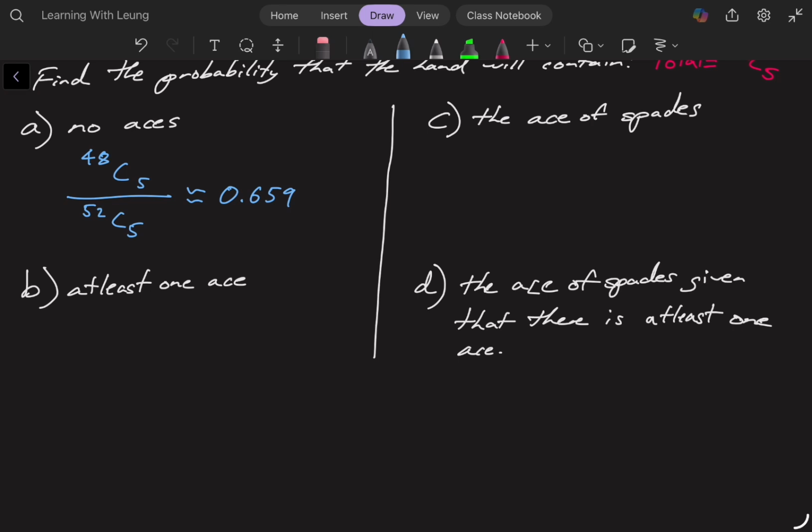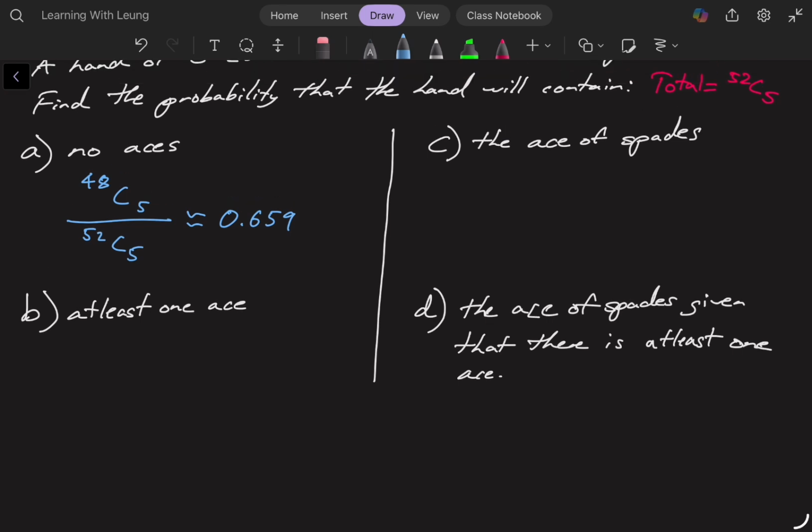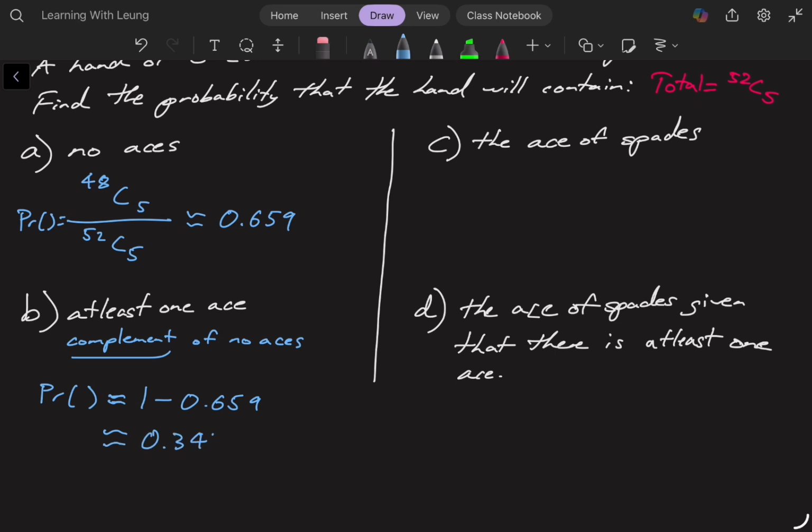All right, B, you could try to do case by case, but I wouldn't recommend it. We can take a sneaky shortcut. We need at least one ace, which is the complement of no aces, which means the probability, sorry, I should not be too lazy, is equal to, well, it's the complement, so we can pull a nice one, and we can do this. We should write approximately because we are using a rounded value. So it's approximately 0.341.